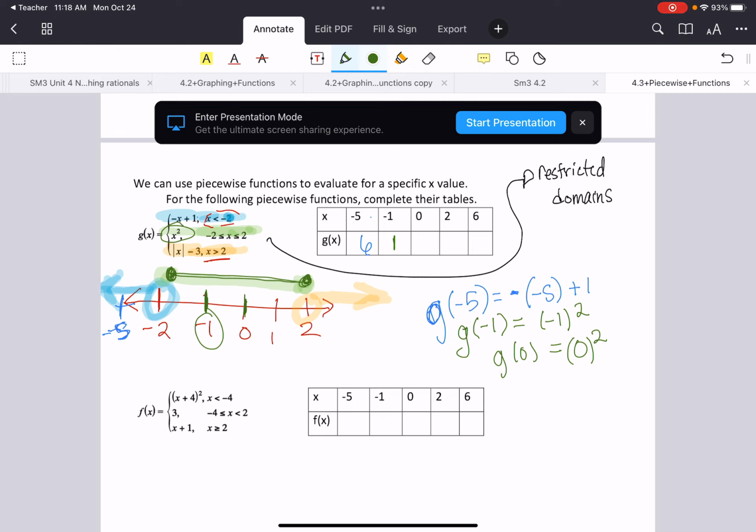The green one twice? Yeah, because the negative 1 and the 0 are in the green. So negative 2 is an open circle for the blue and a closed circle for the green, so it would go in the green. Okay. 0 squared is, everyone say this? 0. Okay.